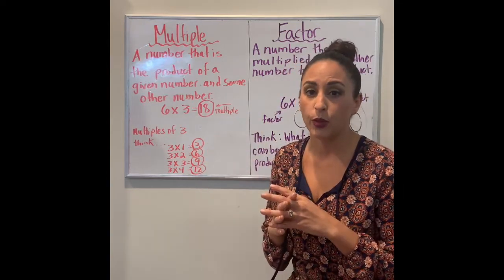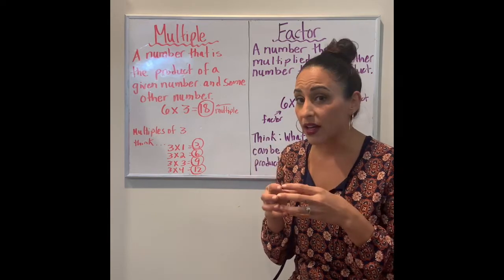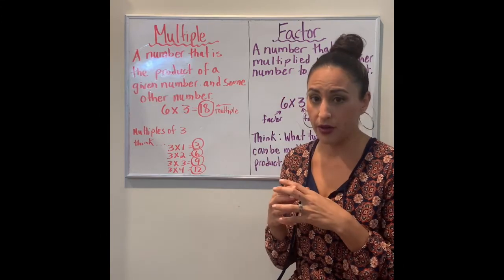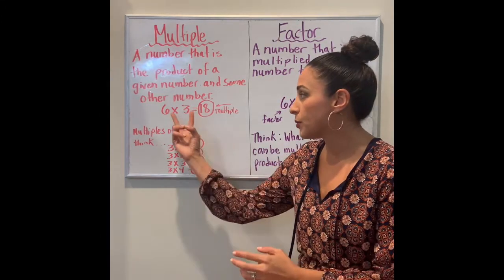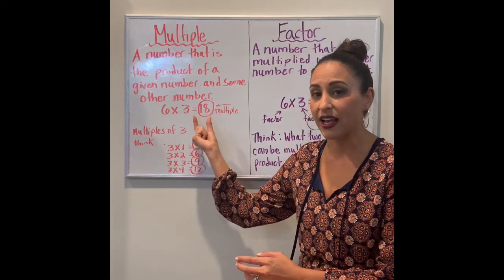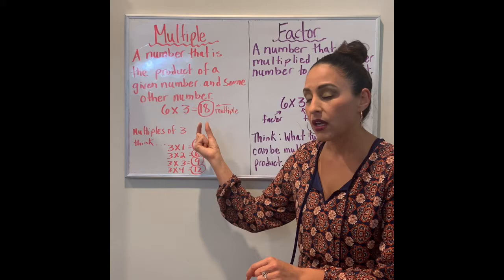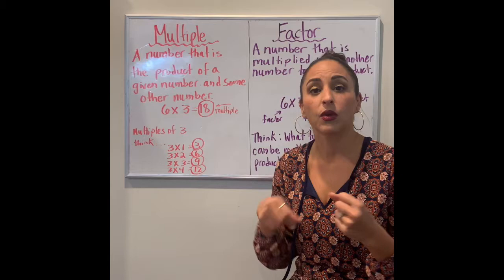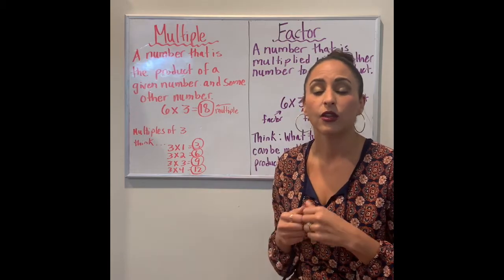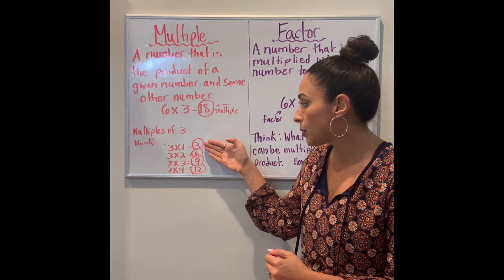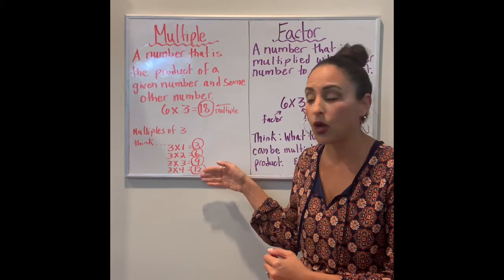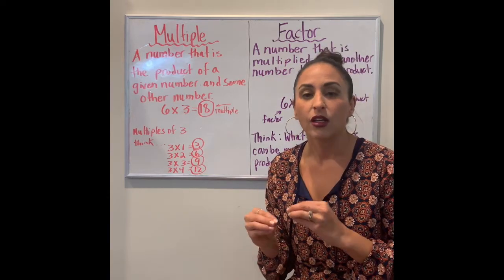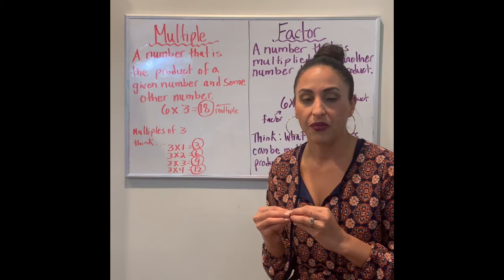The definition of a multiple is the actual product of a given number and some other number. So what that means is if I multiply two numbers and I get an answer, that answer is my multiple. So for example, if we're finding the multiples of 3, you think 3 times 1 is 3, 3 times 2 is 6, 3 times 3 is 9. So my multiples are 3, 6, 9. If I continue, it would be 12. These are multiples: 3, 6, 9, 12. In other words, when you're skip counting, those answers are your multiples, all right?